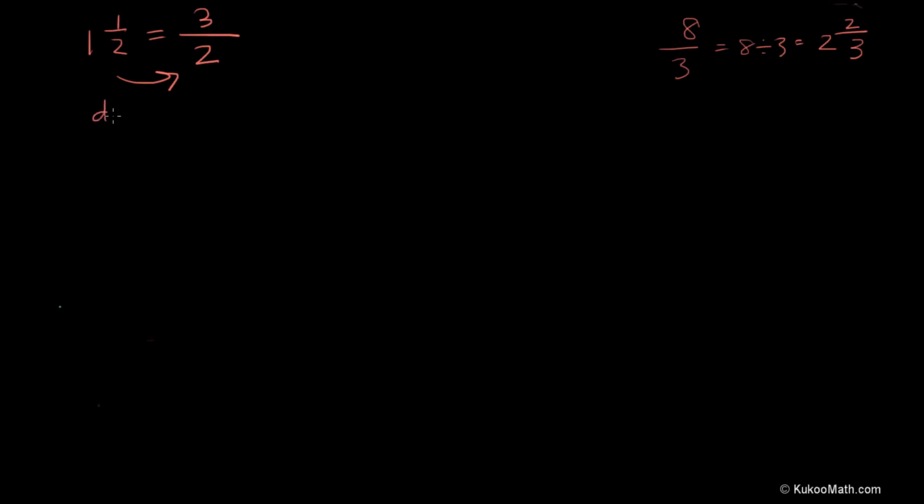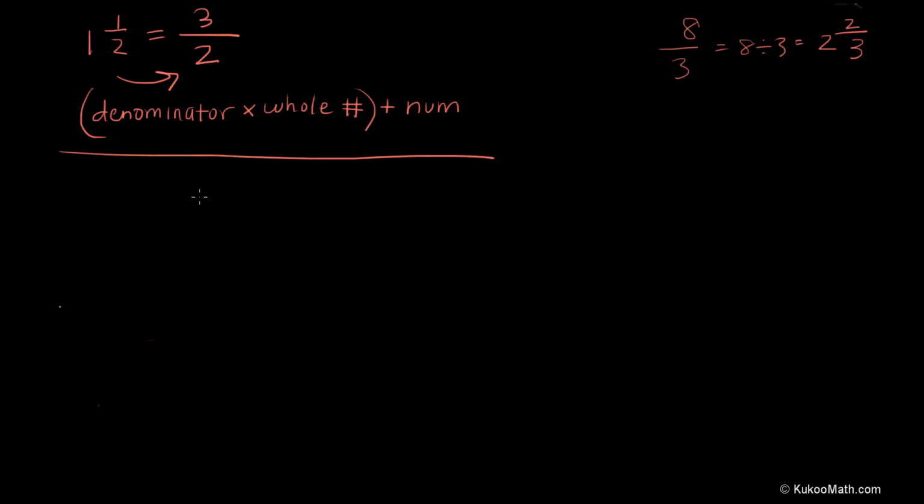So the way you do it is denominator times whole number, and then you add numerator, and then all of this goes over the denominator. If this is difficult to remember, don't worry, it's a lot more intuitive if you do it a bunch of times and get used to it. So let's try this again with a different example.